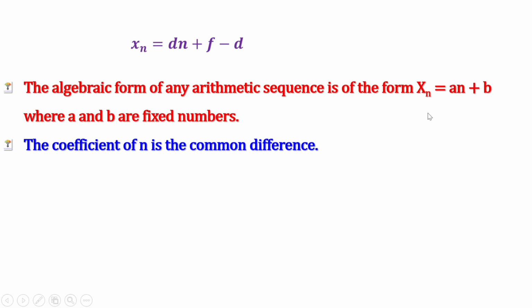And thirdly, let us add a and b. Here a is d and b is f minus d. Adding d plus f minus d, d and minus d cancel and we get the first term. So when you add the coefficient of n and the constant term, we will get the first term. That is, if you add a and b, we will get the first term.